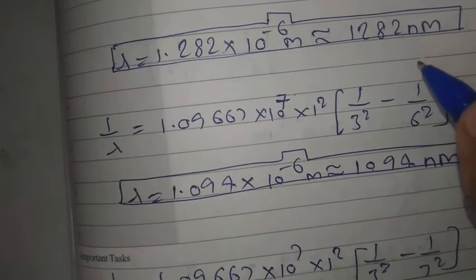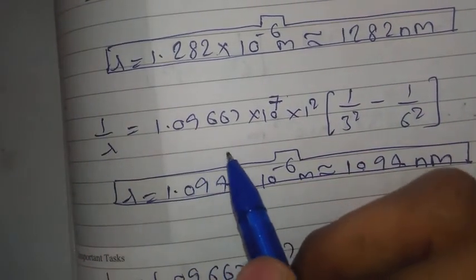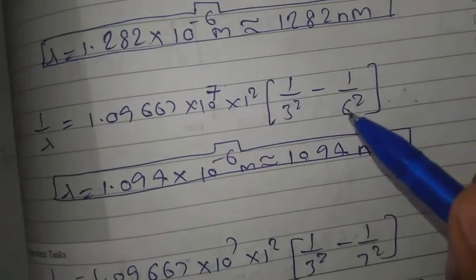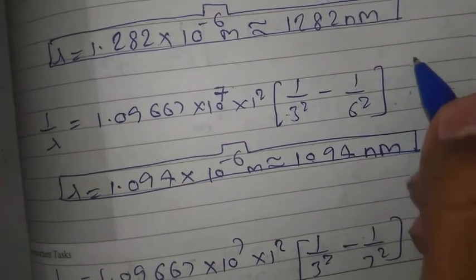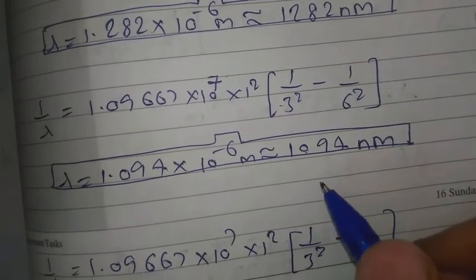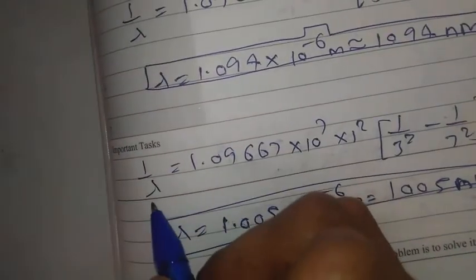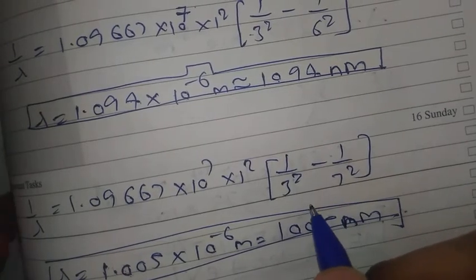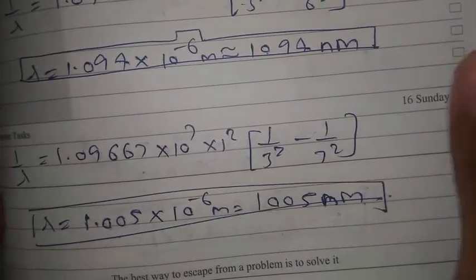The next energy level in the Paschen series will be 1 by lambda is equal to 1.09667 into 10 to the power 7 into the bracket, and it will fall from the 6th energy level to the 3rd energy level, and you will get the value of wavelength as 1094 nanometer. And the last one, it will fall from the 7th energy level to the 3rd energy level, so the lambda will be 1005 nanometer.